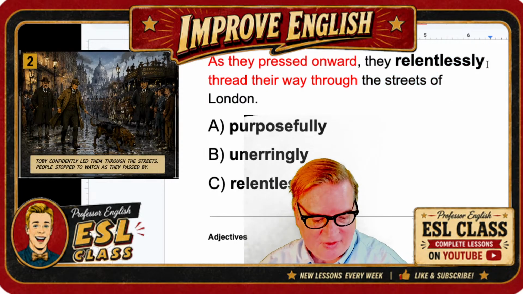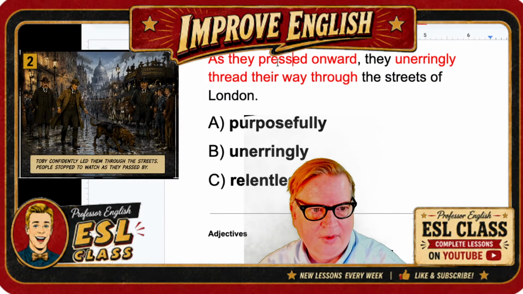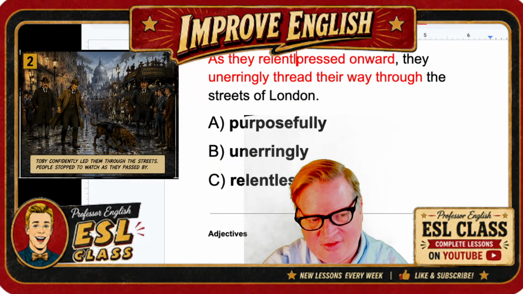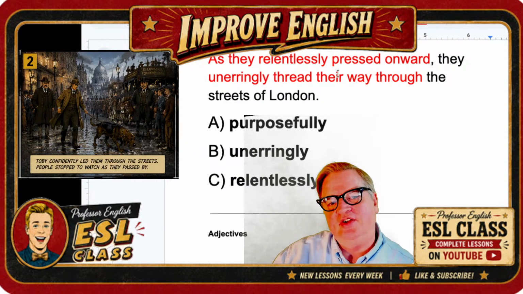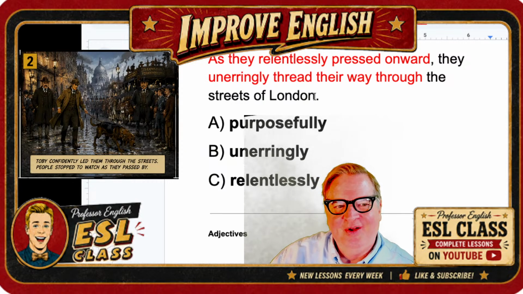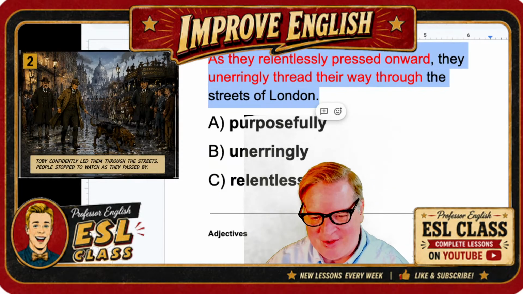Sure, that makes sense. Let's see. So we can say as they relentlessly pressed. That would be a lot of adverbs in one sentence, but we can do it. As they relentlessly pressed onward, they unerringly thread their way through the streets of London. Can you say the whole sentence? I'll copy and paste it and put it here.